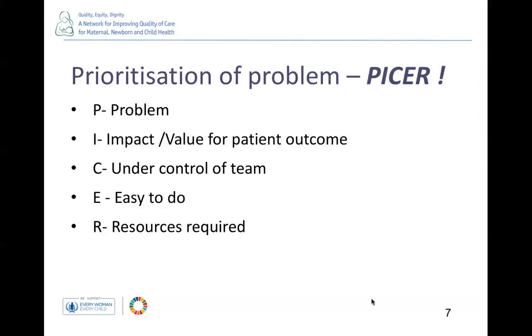Once you have lots of problems in a healthcare facility, you need to prioritize. And for doing prioritization, a simple mnemonic which can be used is PICKER, which means: P, you find out and write down what the problem is. I, try to evaluate how much impact or value this will have for patient outcome. C is look whether it is under the control of the team. E is it is easy to do. R is it requires resources in terms of extra money, or it saves time.